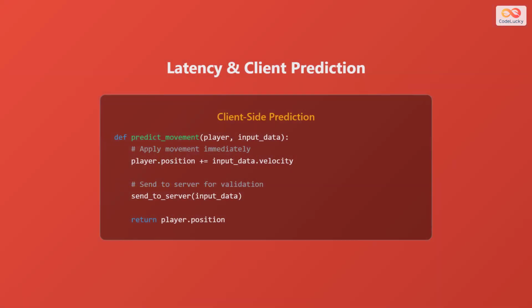Latency, or network delay, can significantly impact gameplay. To mitigate this, client-side prediction is often employed. This involves predicting player movements locally and immediately, while sending the input to the server for validation. Here is an example. First, a function named predictMovement is defined. It takes two arguments, player and input data. Then we apply movement immediately. The player's position is updated by adding the input data's velocity. After that, the information is sent to the server for validation, and lastly, the function returns the player's position.